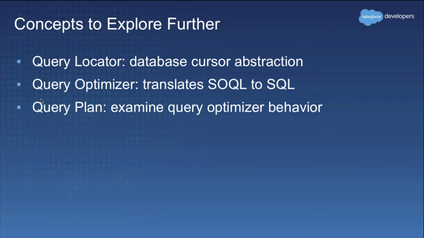If you want to understand more about how we take your SOQL and construct it into real SQL, because we do have a real relational database under there, read up about the query optimizer. And then finally, if you're having slow SOQL queries, there's a feature called Query Plan. This allows you to examine your query optimizer behavior and try to understand how the optimizer is working, and how you can change your query or the way you're getting to data so that you get better performance in the future.